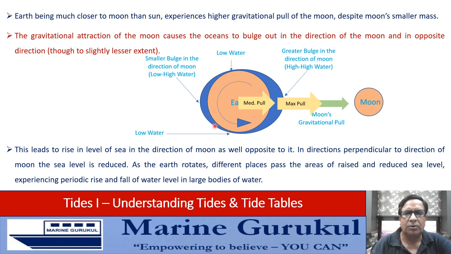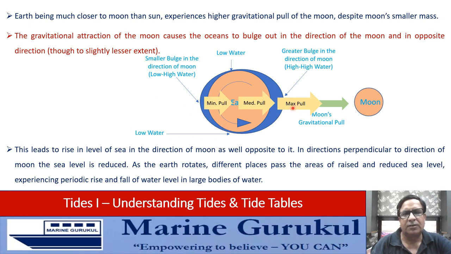This water body on the opposite side is even at a greater distance than the center of the Earth, and therefore this shall experience relatively lesser or the minimum pull. So now, Earth's solid mass experiencing greater gravitational pull, this water mass experiencing lesser gravitational pull, Earth gets slightly more displaced towards the Moon, pulled more towards the Moon, causing a bulge on the far side as well.